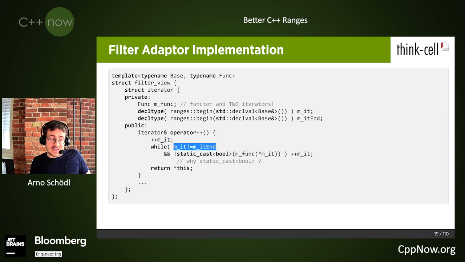And here's also why you have the static cast to bool. Well, the static cast to bool is essentially, if you have an overloaded not, then it's not really clear what should happen. So we want to make sure that you're evaluating this expression in a Boolean context.